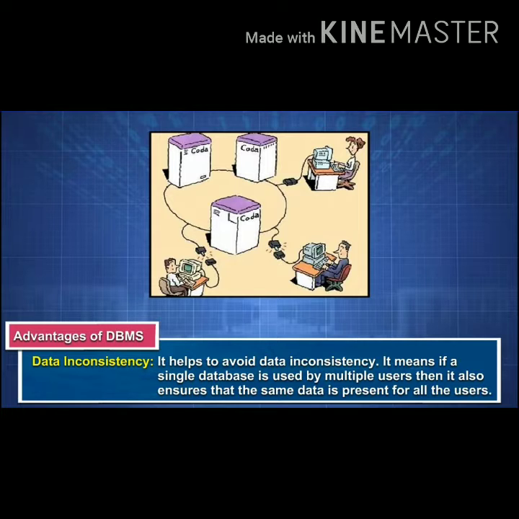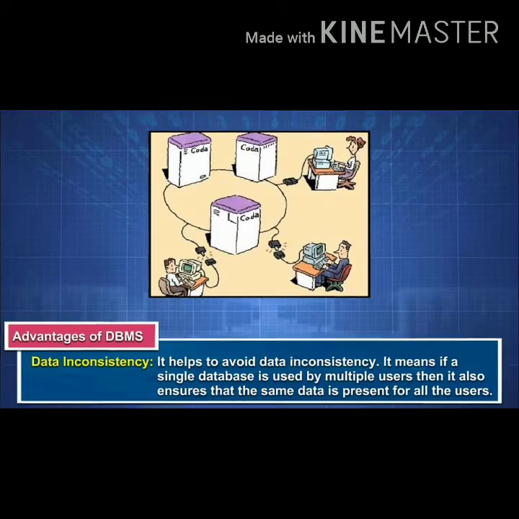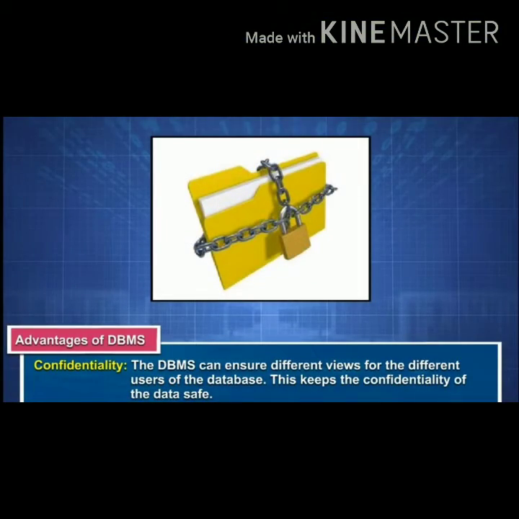Data inconsistency. It helps to avoid data inconsistency. It means if a single database is used by multiple users, then it also ensures that the same data is present for all the users. It means when many users are working in the same organization, if one user has completed the data, that same data can be used by other colleagues also.